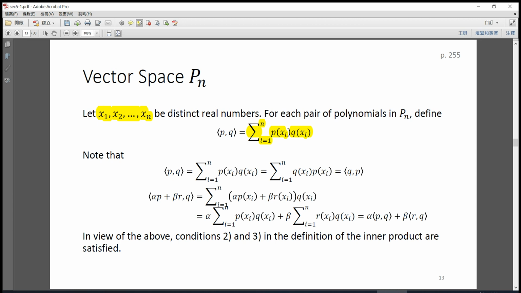First, we verify that this operation is commutative. That is, the result does not change if the order of p and q is changed, which is true because p(x_i) times q(x_i) equals q(x_i) times p(x_i). Next, we verify that this operation satisfies the third property. That is, this operation is linear in its first argument, which means this operation satisfies the homogeneity and the additivity property in its first argument, which is straightforward. You can check this by yourself. In view of the above, we know the second and the third properties in the definition of inner product are satisfied.